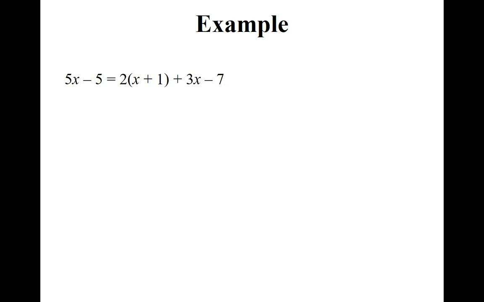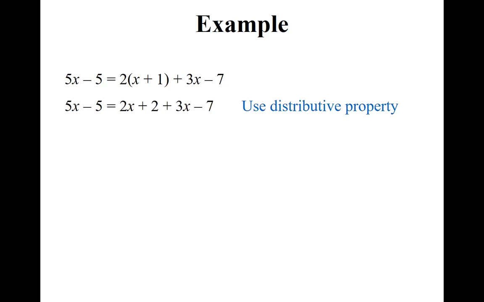Five x minus 5 equals 2 times the quantity x plus 1 plus 3x minus 7. There is a lot going on there. Don't be overwhelmed. Follow the process. Get rid of the parentheses first. 2 times the quantity x plus 1. Distribute. That becomes 2x plus 2. Everything else gets copied down the same.